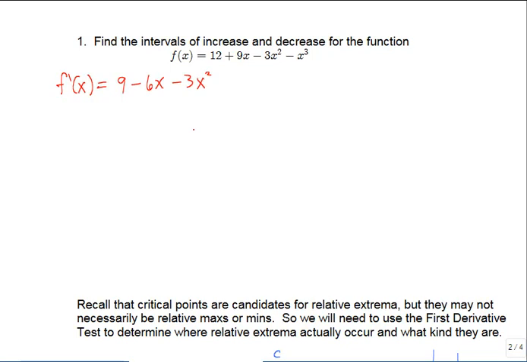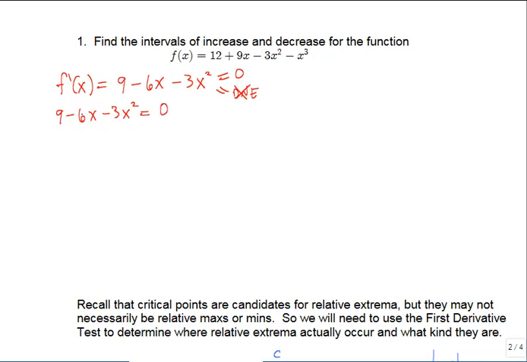Now, critical numbers are going to be where this derivative is either 0 or DNE. Since this is a nice quadratic function, this would never be DNE. Usually you're only going to get a derivative that's DNE if you're dealing with a fraction and the denominator might become 0 to make it undefined. So let's just find out where this quadratic equals 0.